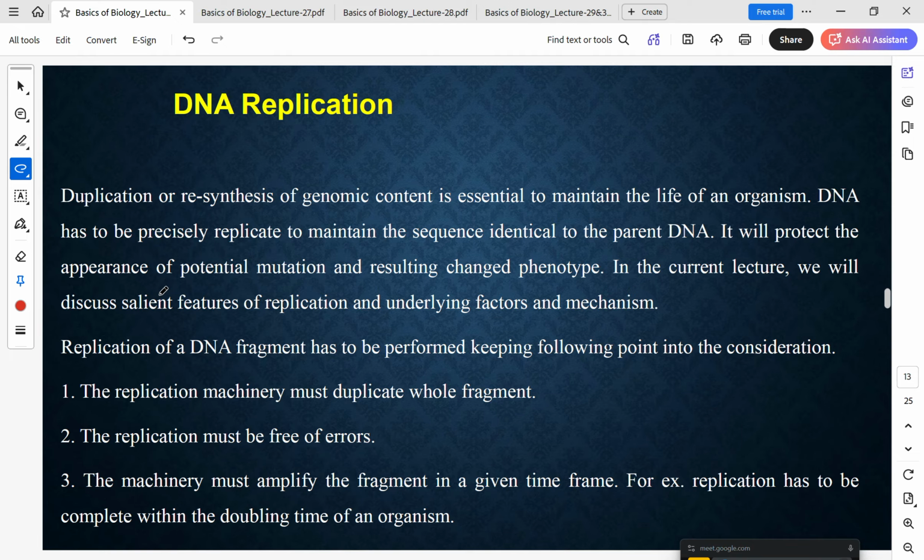Let's look at DNA replication in slightly more detail. So what is DNA replication? It's essentially duplication or resynthesis of the genomic content that is essential to maintain life within an organism. The DNA has to be replicated very precisely without any mutations. I don't know if you guys know about mutations, but mutations are slight sequence changes that occur within the DNA or RNA sequence.